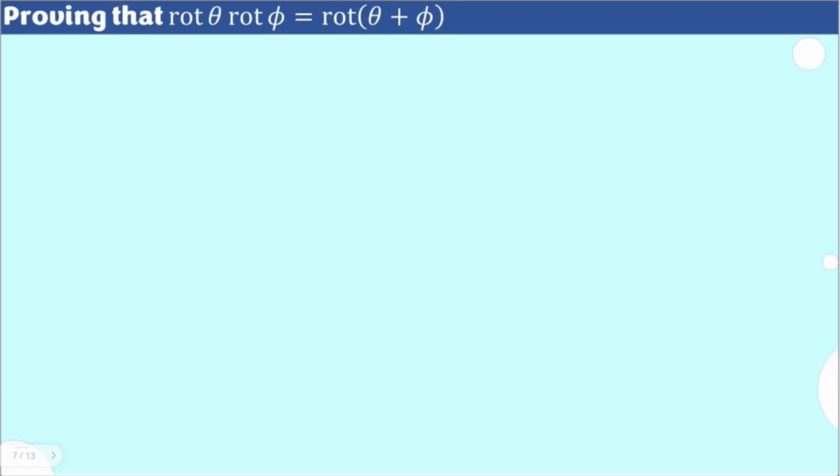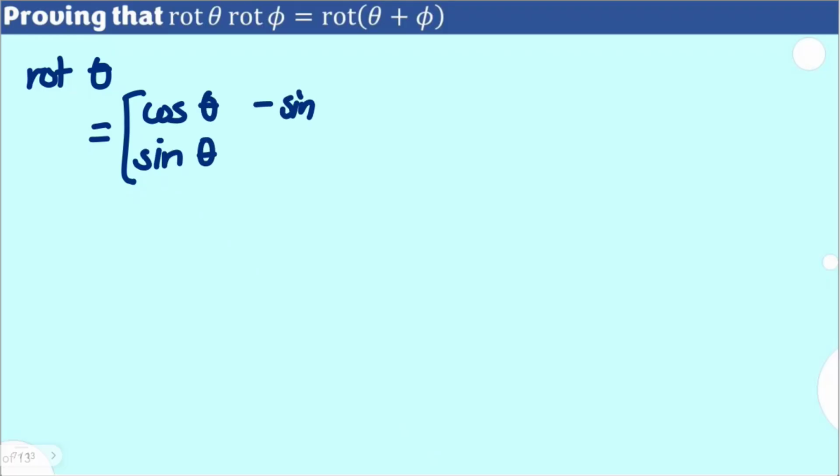Let us show that the product of two rotations is just equal to the rotation of the sum of the angles. So we are going to use here the identity identified for a rotation and show that this is really true. We know that for a rotation of a certain angle, just a short review, this is equal to the matrix with cosine theta, sine theta, minus sine theta, cosine theta, applied to a certain x sub 1 and x sub 2.